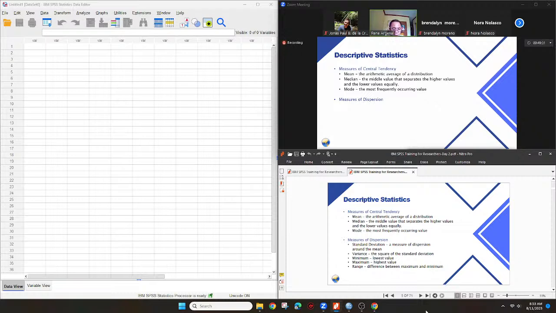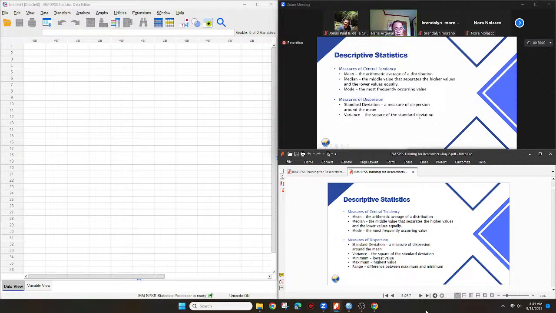So the measures of dispersion, from the word disperse, meaning scatter, or that is the spread. So we have the commonly used measures of dispersion. You have the standard deviation and the variance, and you know that the variance is the square of the standard deviation, while the standard deviation is the square root of the variance.